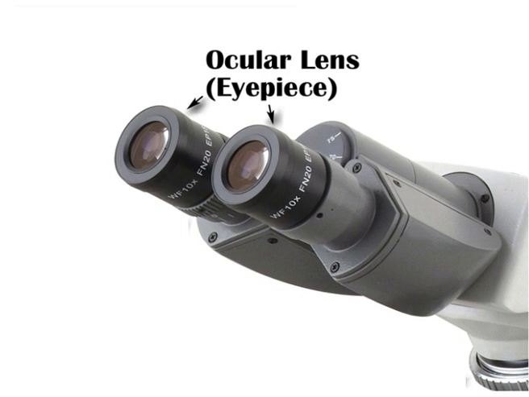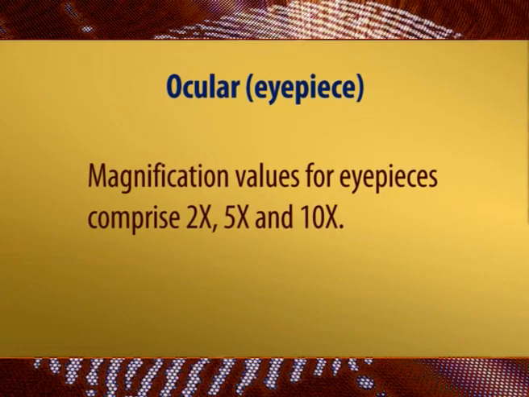The ocular lens or the eyepiece is a cylinder comprehending multiple lenses. Its purpose is to converge the image in focus. The top of the body tube has an eyepiece inserted into it. These eyepieces can be switched with numerous other eyepieces which can be inserted with variable degrees of magnification. Magnification values for eyepieces comprise 2x, 5x and 10x.